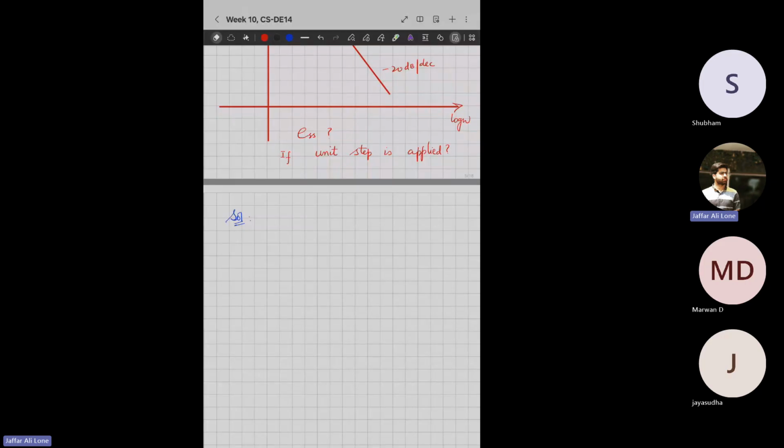So is this clear? No need to write, because I know you got it. For this question, you got it right. Very good. So now, with this, let's solve one more question.